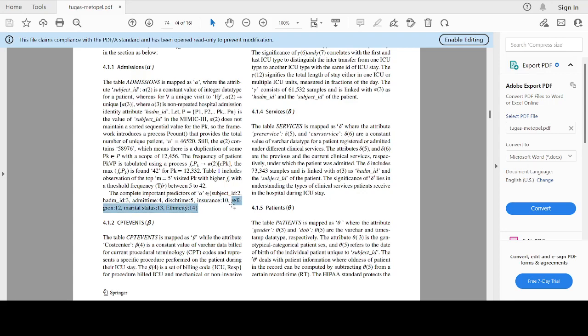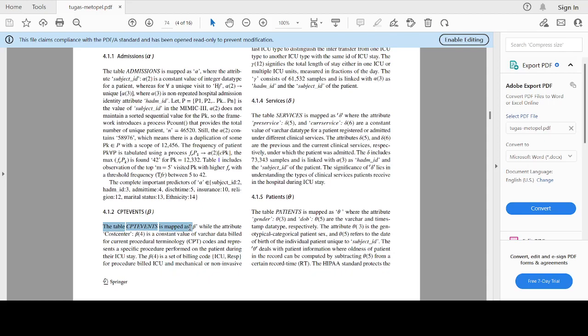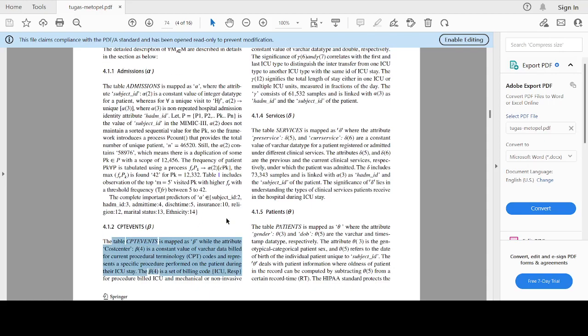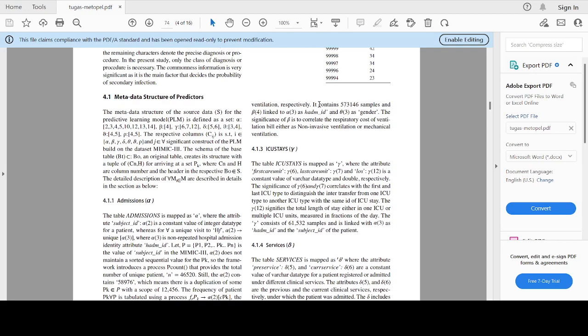I'm sure an expert on nursing can describe it better than me. Okay, this is the continuation description table, which, okay, it says how it's linked into HADM ID and the data such as gender.